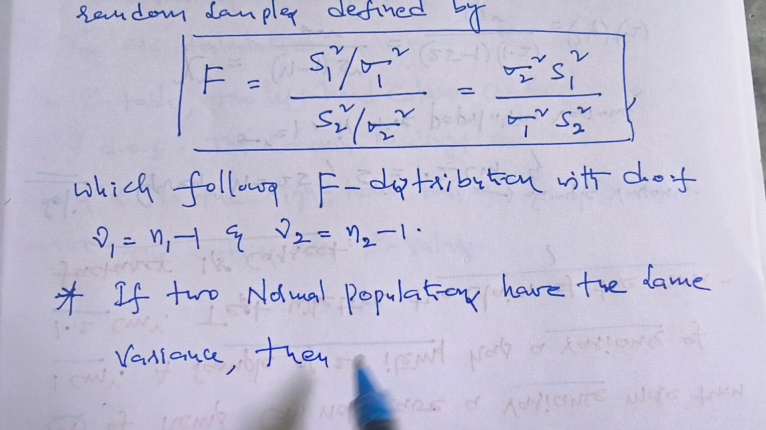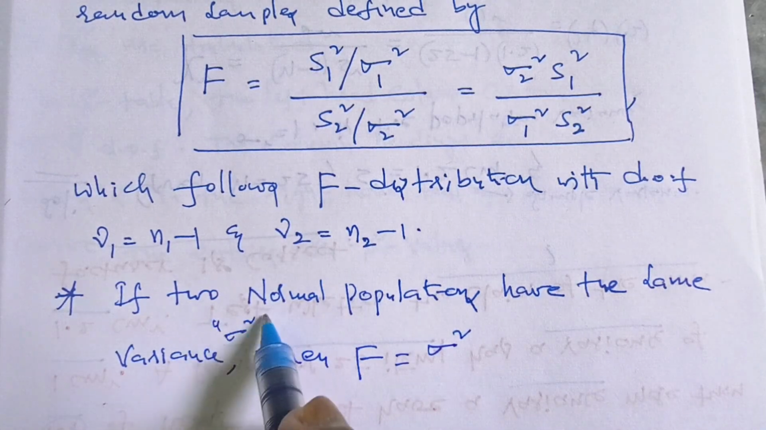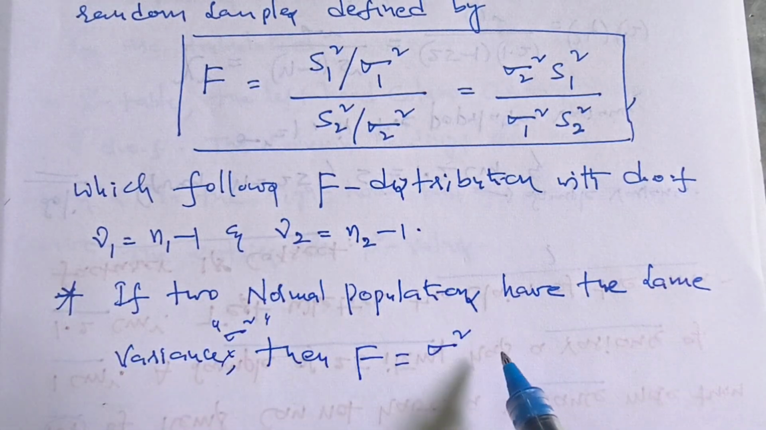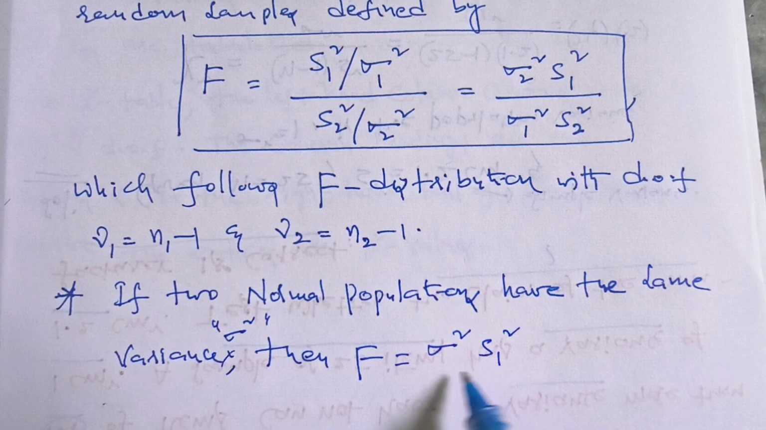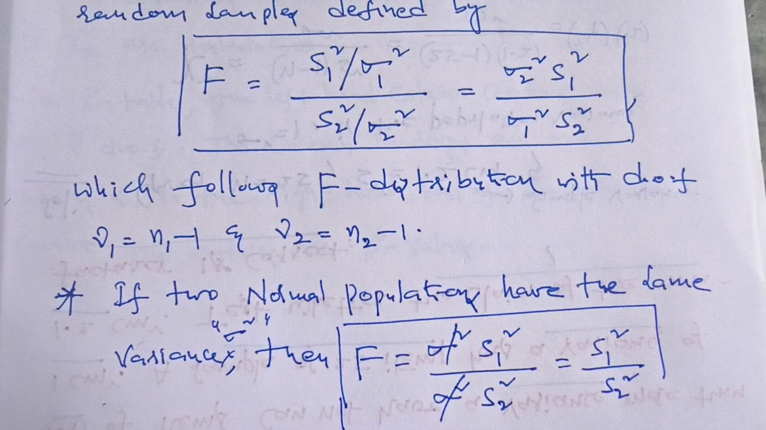Now we have an important point here. If two normal populations have the same variance, that variance named sigma square, then the F formula is converted like this. That is, F is equal to S1 square by S2 square.